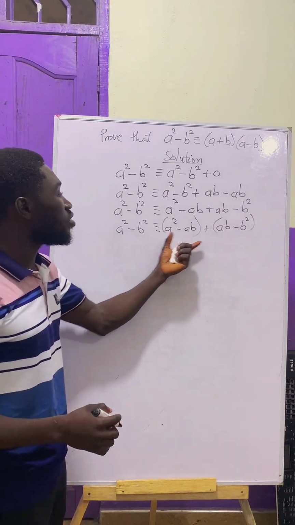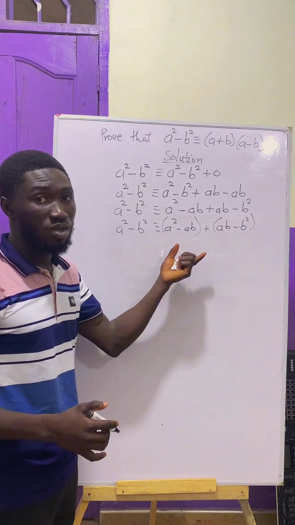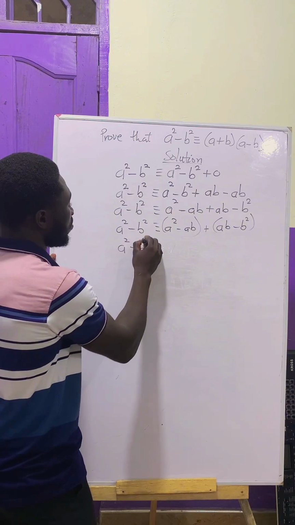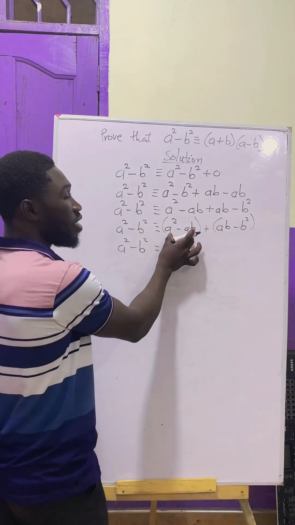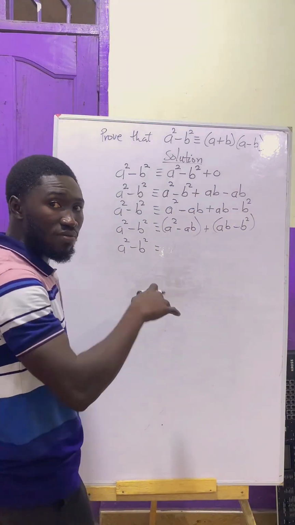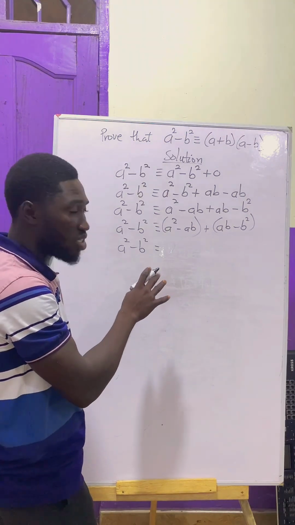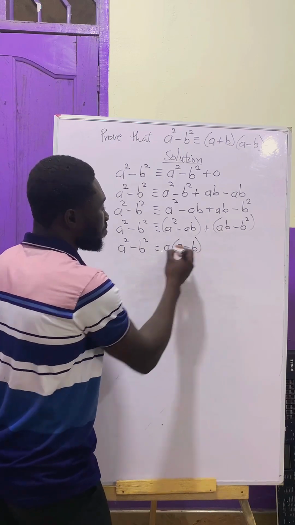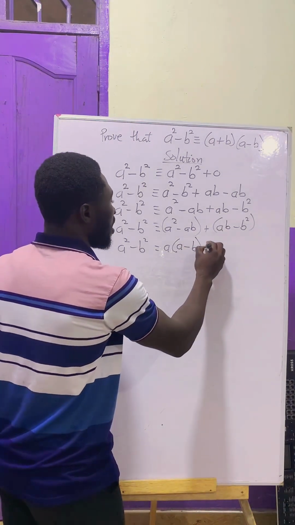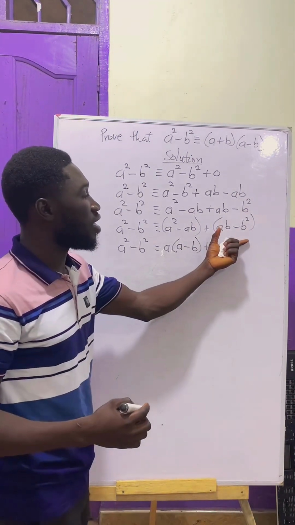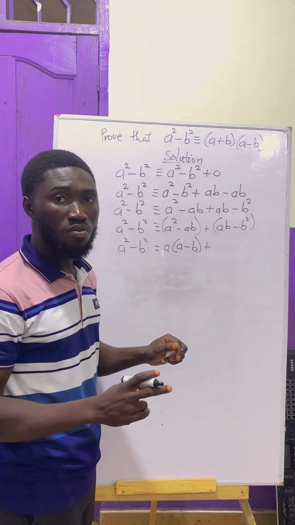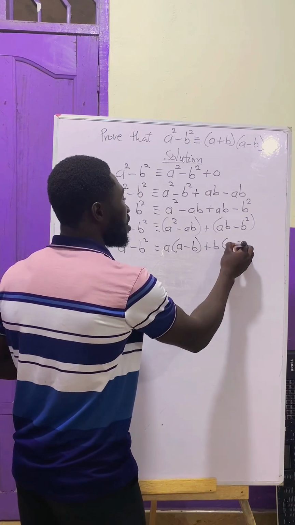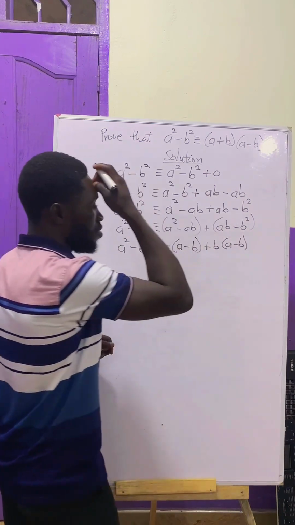Now you can see that with these two particular terms, we have common factors we can factor out. So we have our a squared minus b squared, which is equal to, here the common factor is a. So we can factor a out in this particular expression. So we have a into bracket a minus b. Then we have plus. If we go to the second expression, b is the common factor. So we can factor b out. We have b into bracket a minus b.